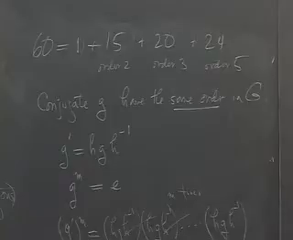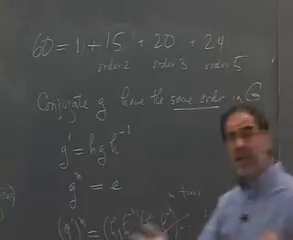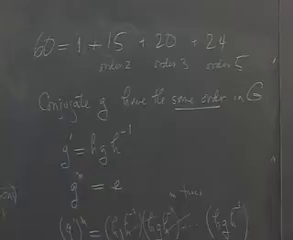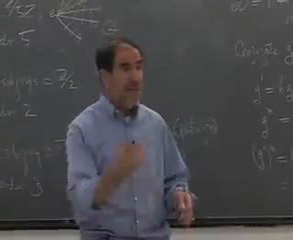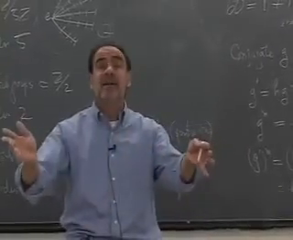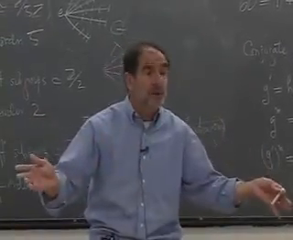For example, in the symmetric group on 3 letters, we saw we had 6 elements. We had 3 elements of order 2, 2 elements of order 3. The elements of order 2 were all conjugate. The elements of order 3 were all conjugate, so that did it. Conjugacy was determined by the order.